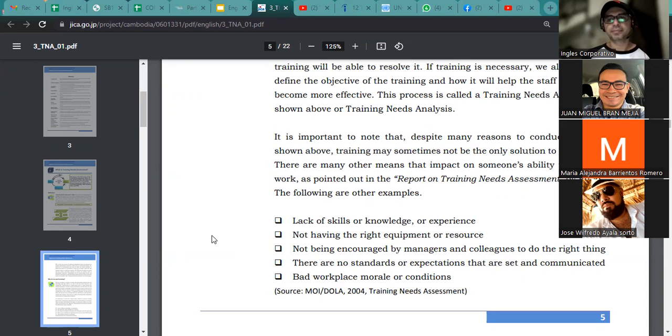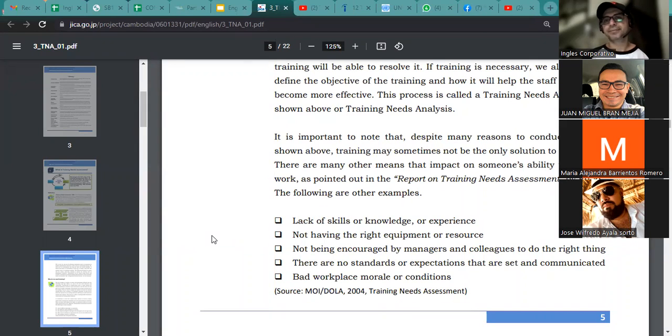Lack of skill or knowledge or experience, not having the right equipment or resources, not being encouraged by managers and colleagues to do the right thing. There are no standards or expectations that are set, and bad workplace morale or conditions.